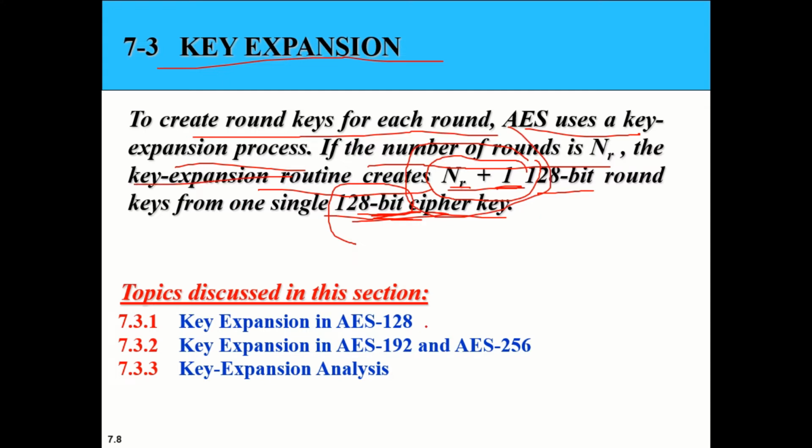We have key expansion in all three structures of AES, which use a 128-bit key, a 192-bit key, and a 256-bit key. We'll discuss the 128-bit case in detail, and after understanding it, it will not be hard to understand the key expansion process for the 192 and 256-bit keys, right?